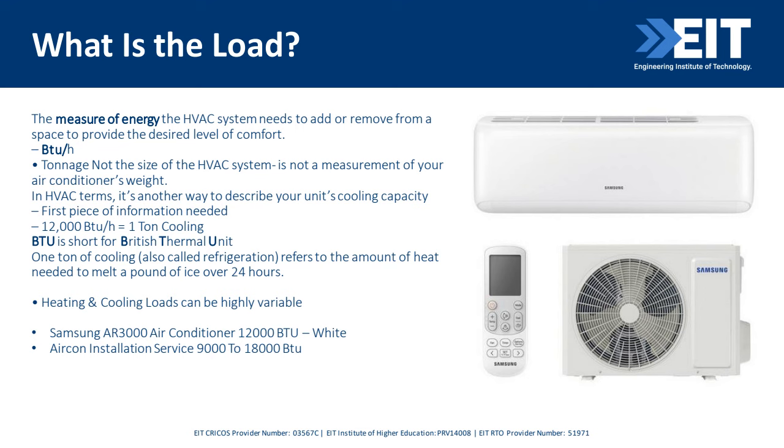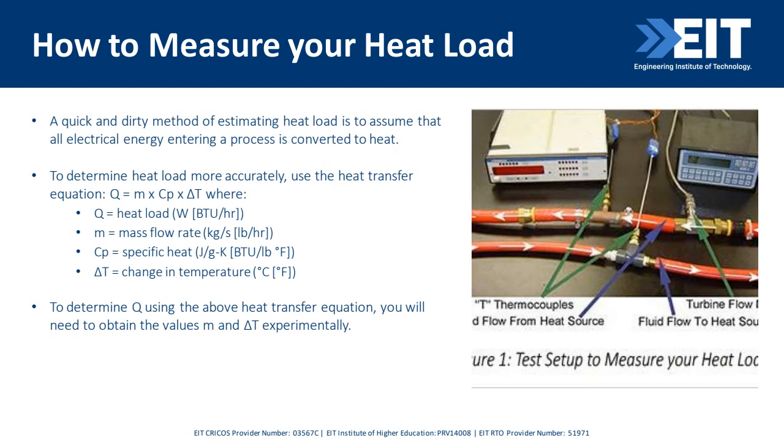Now, just getting to the fact that we use the BTU, the measure of energy that we need to add or remove from the system. So the British thermal unit. Even if I just took an example of the aircon system in South Africa, if you want to buy it, you can say the Samsung that you see on the right hand side, 12,000 BTU. It's British thermal unit, and 12,000 BTU per hour will give you 1 ton of cooling, just to get a feel for the unit. And 1 ton of cooling, also called refrigeration, is the amount of heat needed to melt a pound of ice over 24 hours. So that you see where they actually got that unit from.